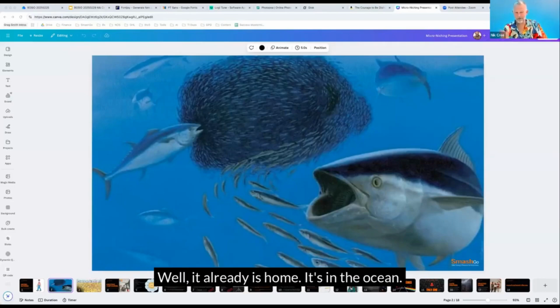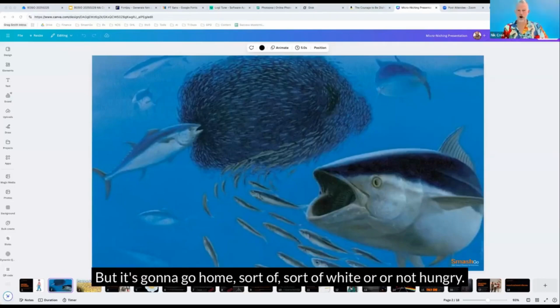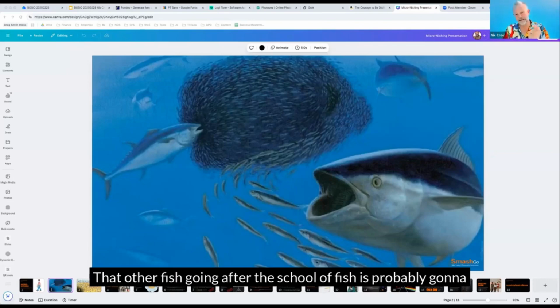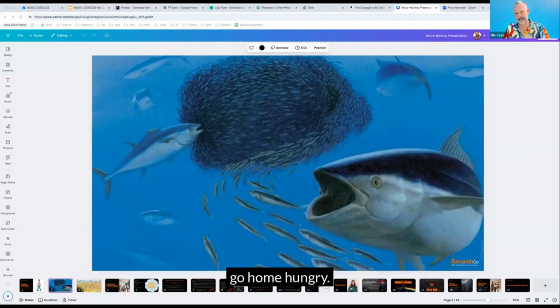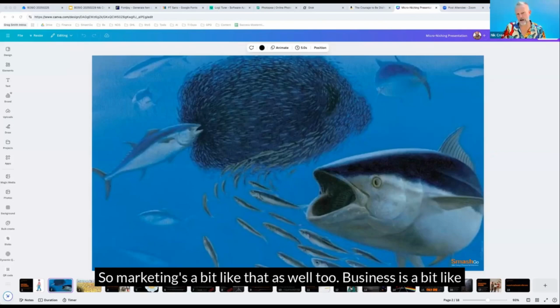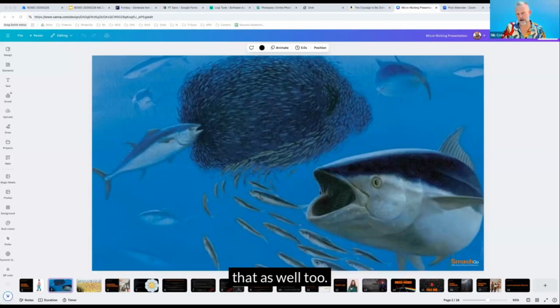And I can tell you that the fish on the right is going to go home. Well, it already is home. It's in the ocean, but it's going to go home not hungry. That other fish going after the school of fish is probably going to go home hungry. So marketing's a bit like that as well. Business is a bit like that as well.